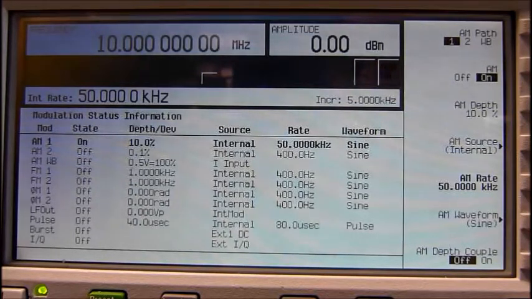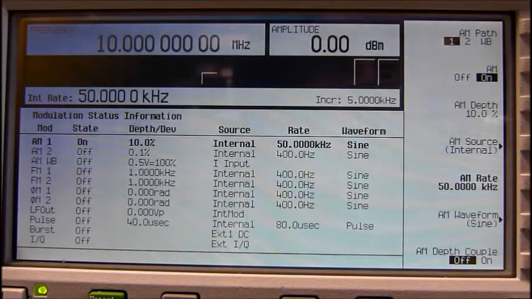The relevant ones for this demonstration are the amplitude depth in here, that sometimes is known as modulation index, the frequency of the information signal or modulating signal, and the type of signal used as an information signal or modulating signal, in this case a sine signal. The frequency of the sine has been set up at 50 kHz.